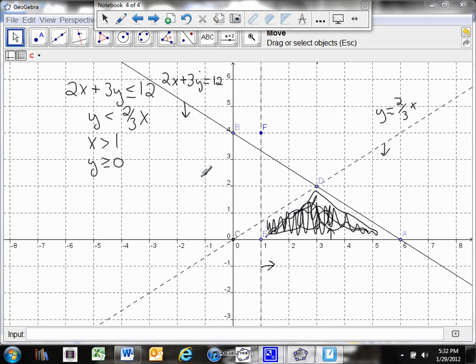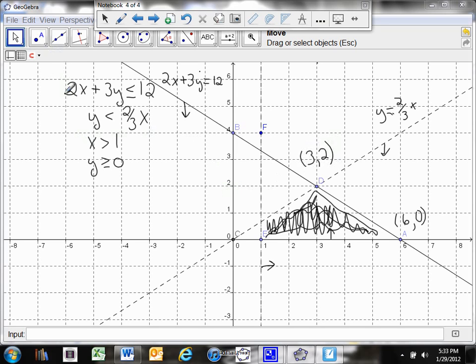Now the last thing I've got to do is find the vertices. Usually some of the vertices are pretty easy to find. So right here, you know that this point is 6, 0. That banging at you here, that's my wife. And this point, where y is equal to 2/3 x intersects 2x plus 3y is equal to 12, you can see that point right there is at 3, 2. So you can just label that now.